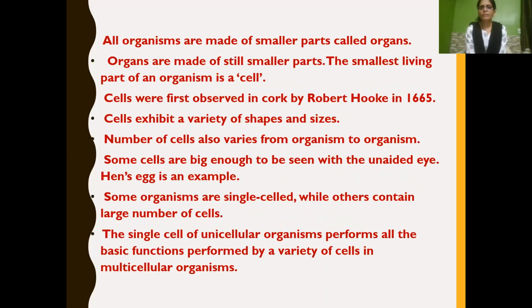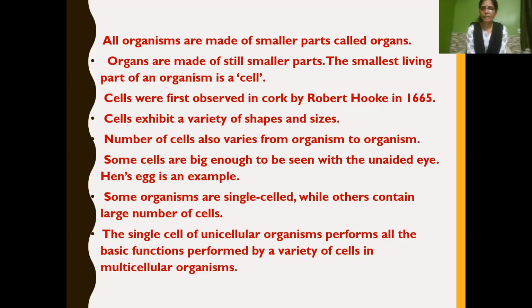Then we learned that all organisms are made of smaller parts called organs. Organs are made of still smaller parts. The smallest living part of an organism is a cell. Cells were first observed by Robert Hooke in the year 1665, and cells exhibit a variety of shapes and sizes. The number of cells varies from organism to organism.